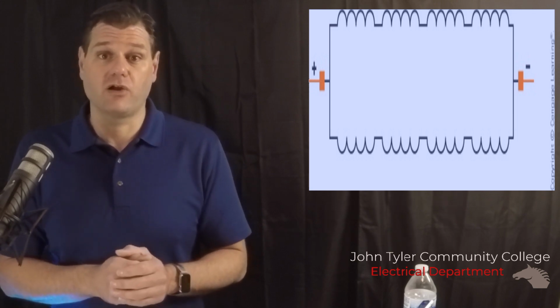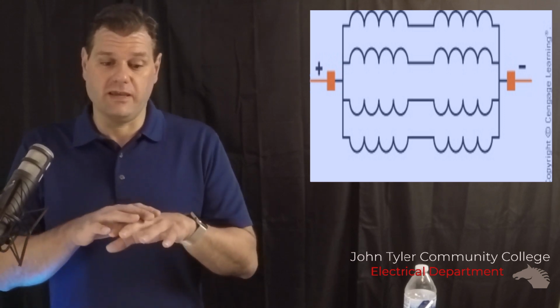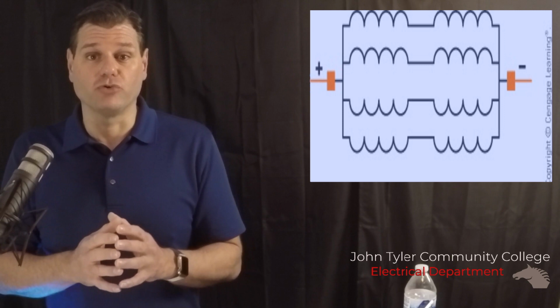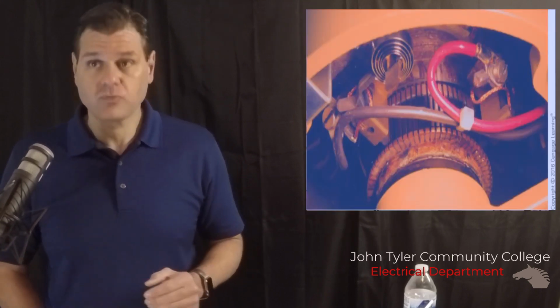Last one's called a frog leg. The frog leg is a combination of both. It handles decent current and a decent amount of voltage, so it's kind of like the middle. That is our general use windings for armatures.